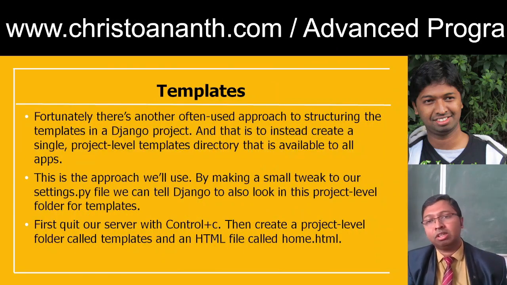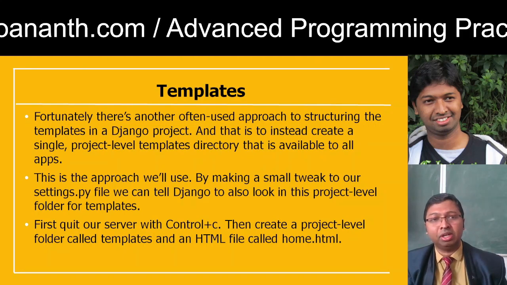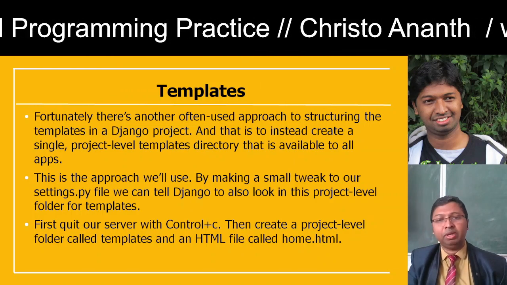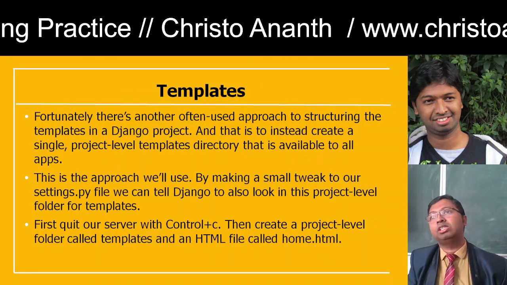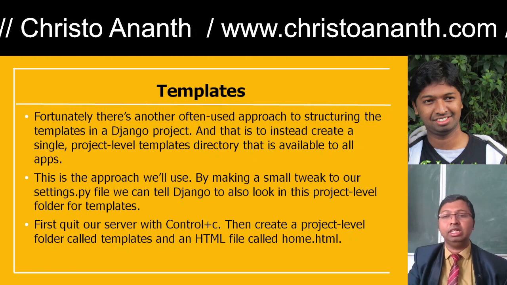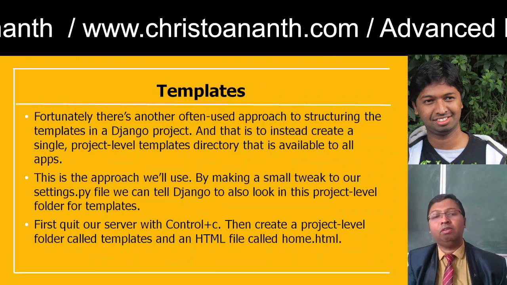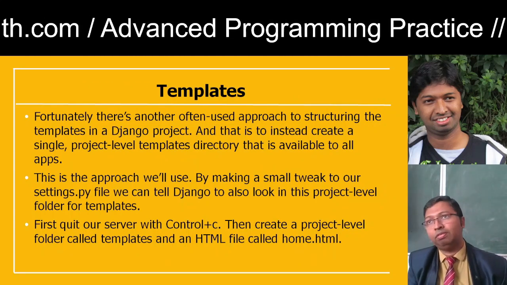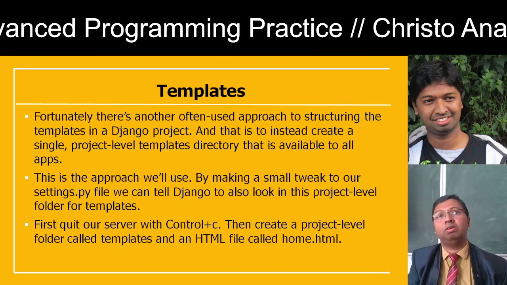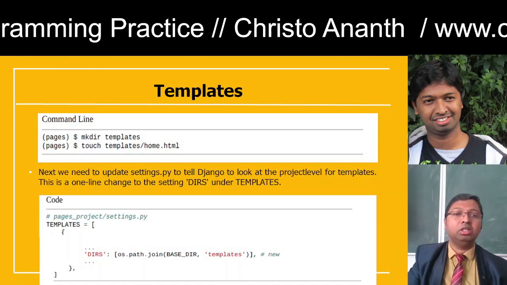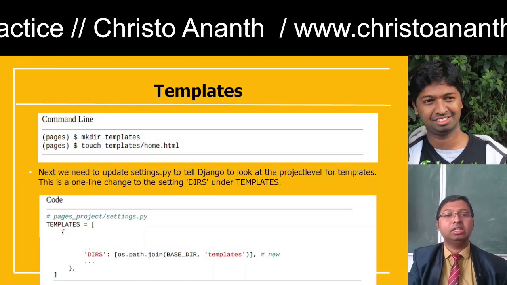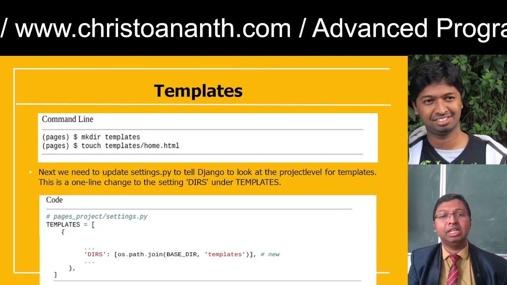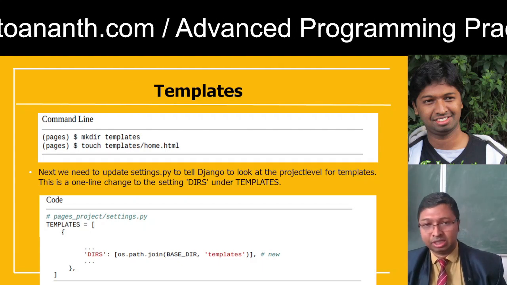Okay, so there is also another approach in the Django project. Okay, so you have to create a project level templates directory. So maybe for this you have to quit the local server. What you do, you press Control and then C, then you create a project level folder called templates. Okay, and then you will have an HTML file called home.html. Okay, so after creating this, you can go with the command line pages $ mkdir templates, and then within the pages app $ touch templates/home.html.